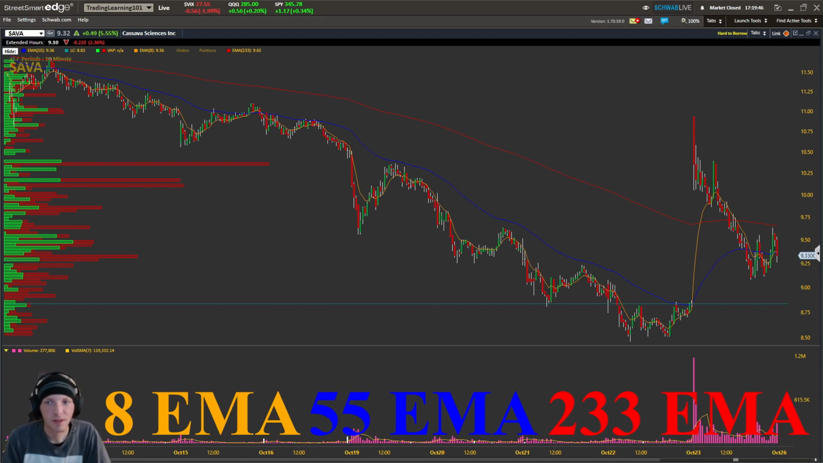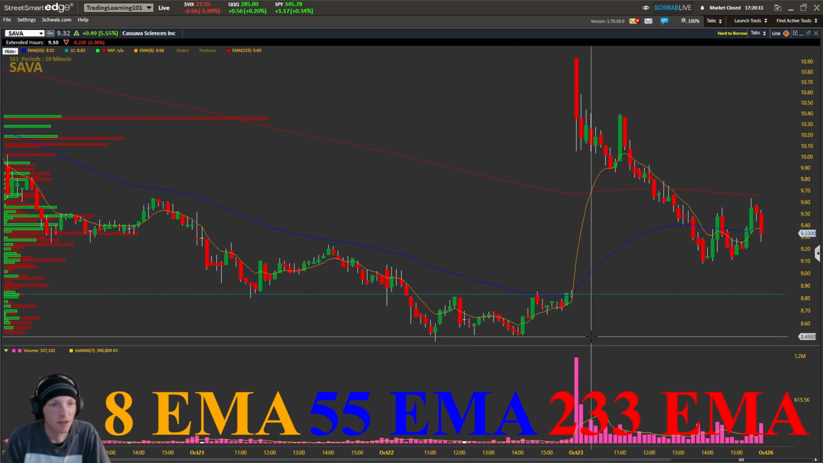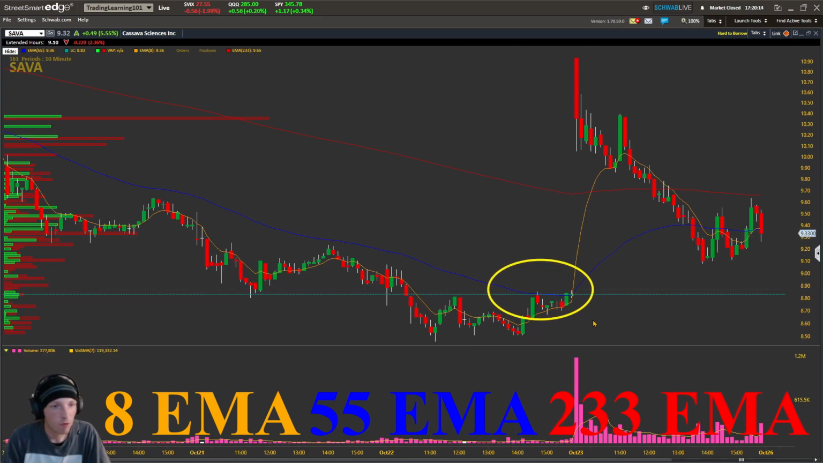So first up with Sava here, we're looking at a 10-minute time frame. The blue line, the 55 EMA, you could see all right here was acting as resistance. And then it was resistance right there. And then the yellow line, I hope you guys can see it, I'll zoom in on this chart. It got really, really tight right here, and you could see it formed a squeeze. That yellow 8 EMA got really close up to that 55 blue EMA. And it squeezed. And it had a huge gap up way up here.